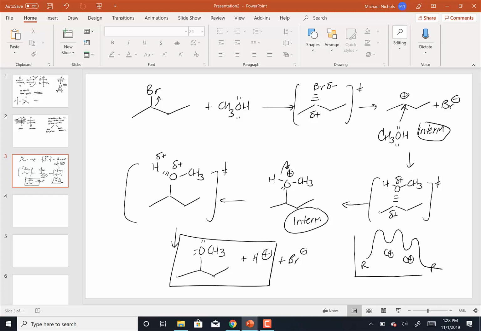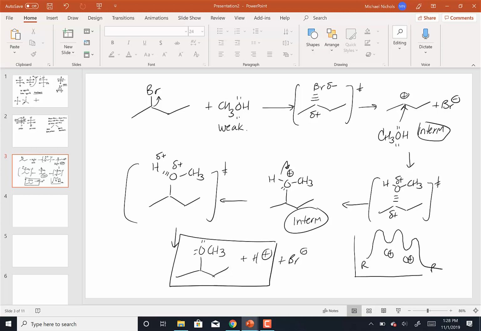SN1 doesn't always have 3 steps, right? Is there another one that does something else? Right. So an SN1 is going to have 3 steps if it involves a weak nucleophile, which in this case, that's why it has 3 steps.